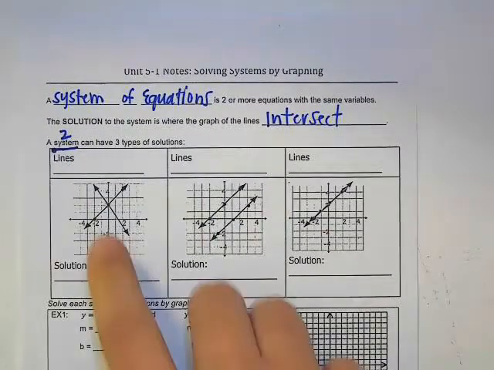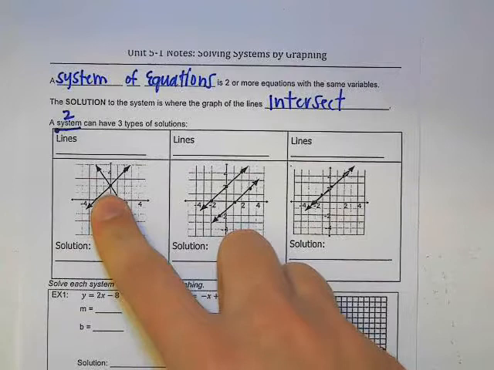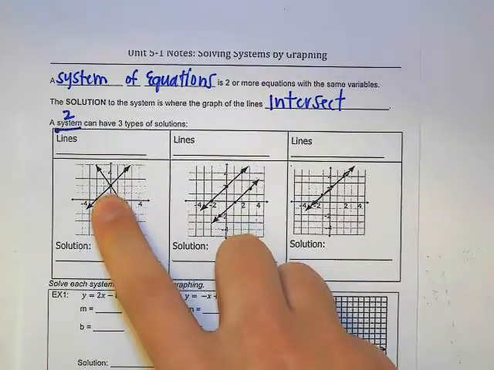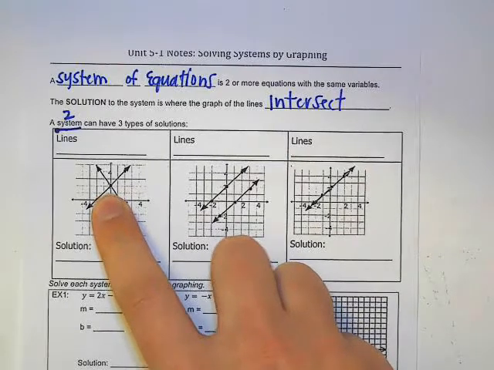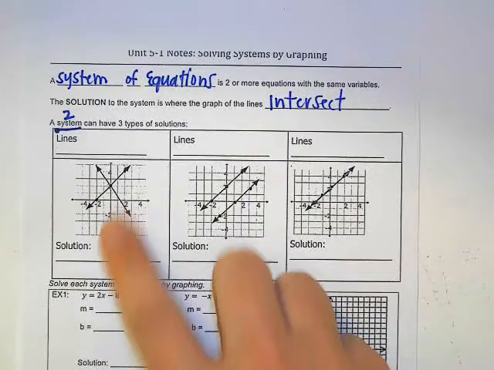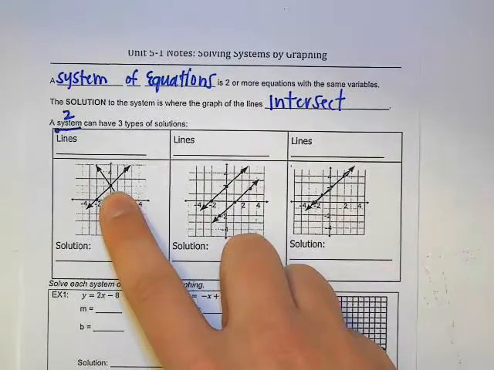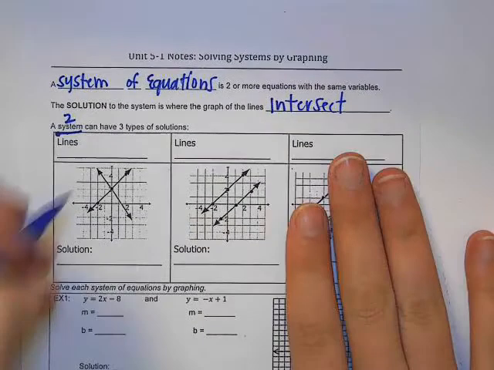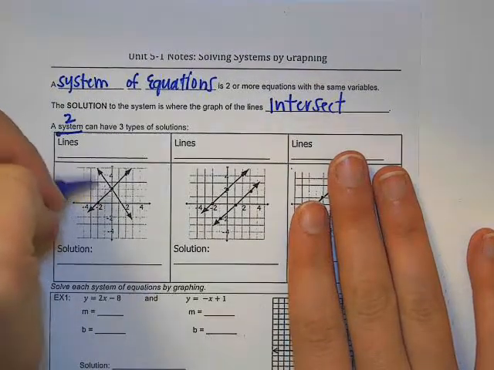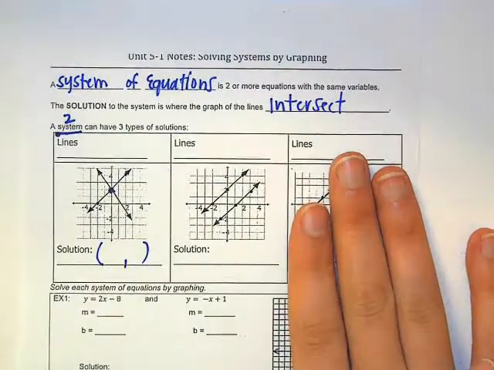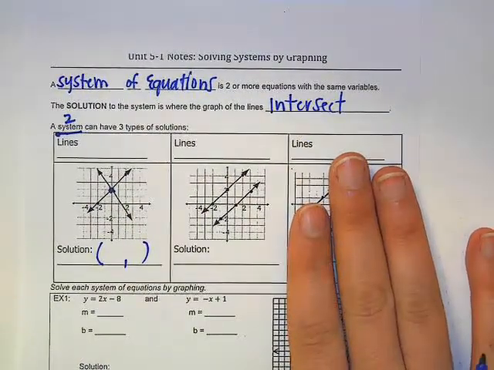Alright, so look right here. This is typically how you will see a solution of a system. Two equations. Typically, they're going to cross somewhere. This is the majority of the time. So if I want to know the solution of this, you're going to tell me the ordered pair where they cross. So right here is where they cross. And you're going to tell me that ordered pair, which is (0, 2).